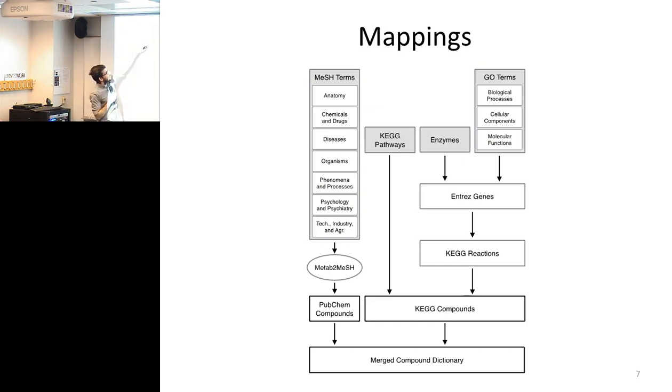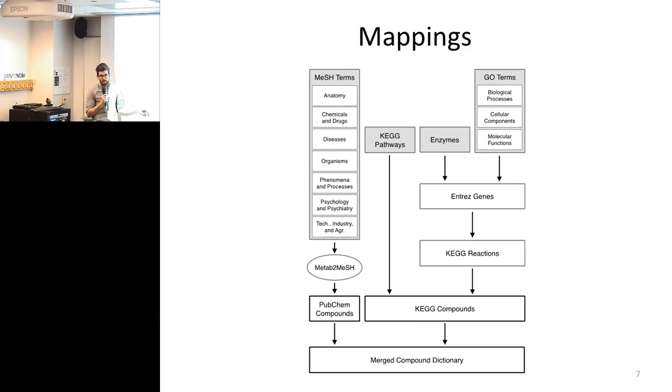We have Medical Subject Heading terms, which come from the National Library of Medicine. It's a controlled vocabulary. We have KEGG Pathways, which many of you are familiar with. We have enzymes, and then we have GO terms from the Gene Ontology database. And so I'll step through how we mapped each of these higher level biological functions to eventually compounds.